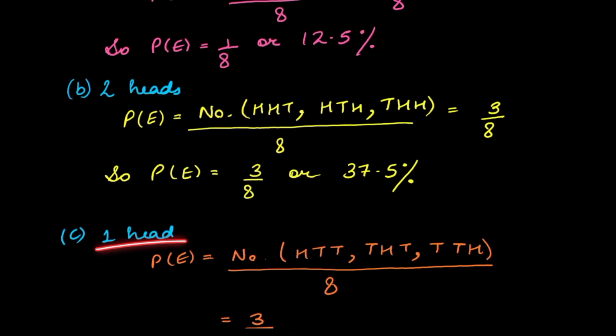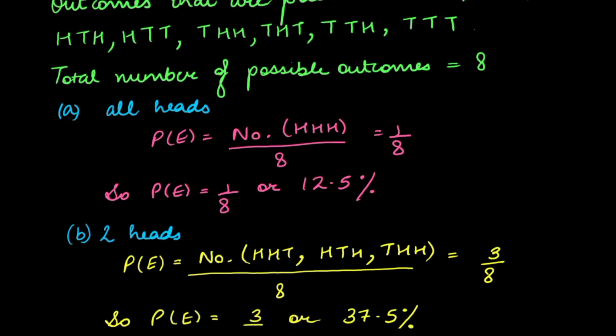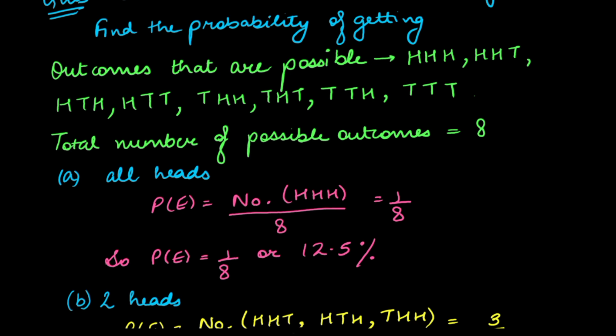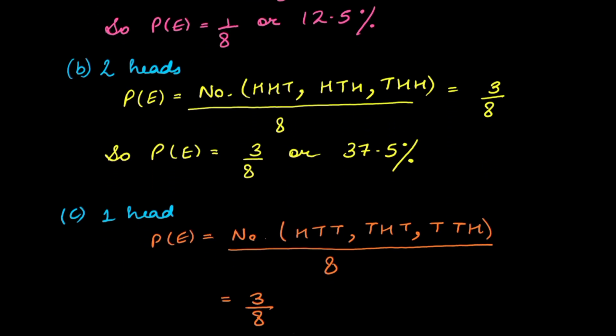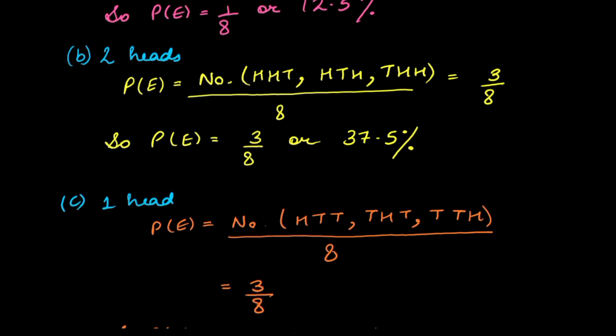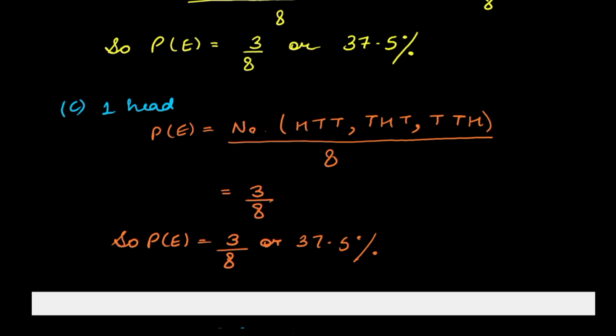Next is 1 head. How many outcomes are there that have 1 head? 1, 2 and 3. There are 3 outcomes that are favorable, that is, that have 1 head. So the number of possible outcomes is 8, the number of favorable outcomes is 3. So the probability of getting a single head is 3 by 8, that is 37.5%.